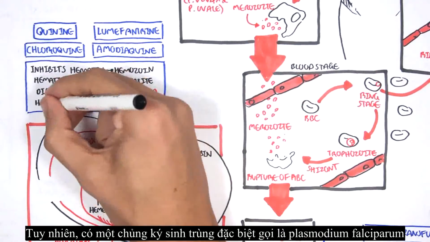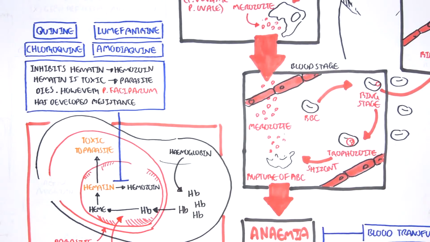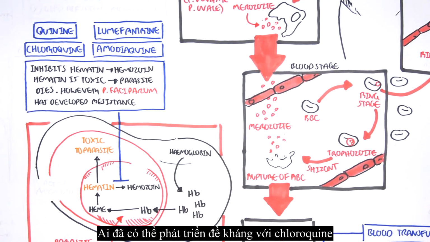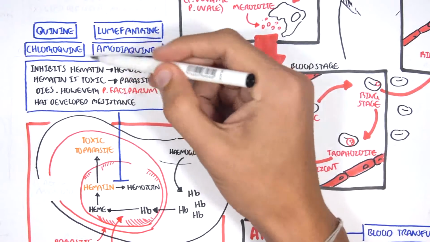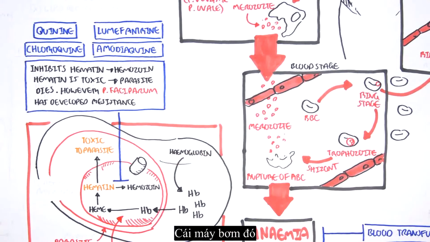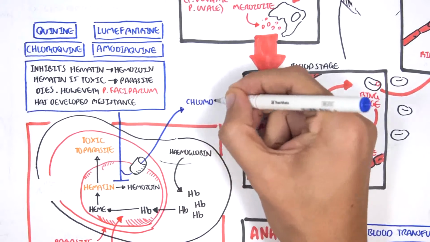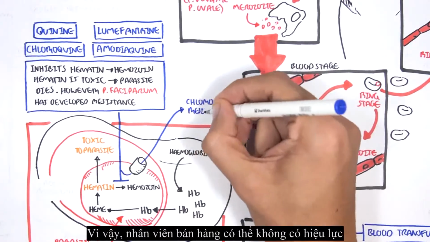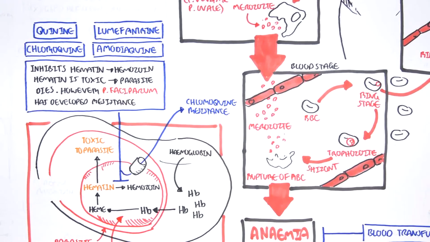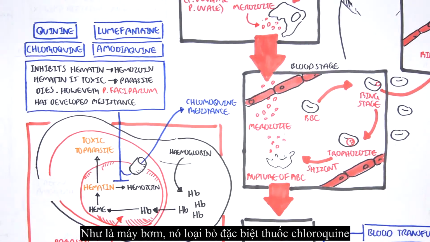However, there is a particular strain of the parasite called Plasmodium falciparum that has been able to develop resistance against chloroquine. See, what happens is that the parasite has been able to develop a pump. This pump pumps the drug out of the vacuole so that the chloroquine has no effect and the hematin can be successfully converted to hemozoin by the parasite. This resistance is known as chloroquine resistance. The pump specifically removes the chloroquine drug.